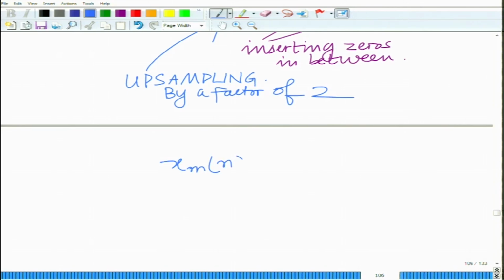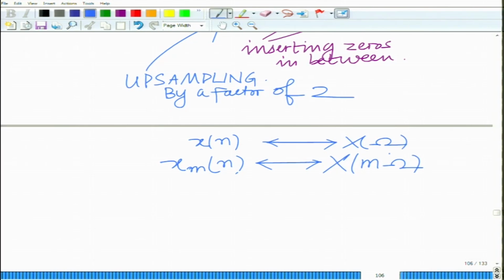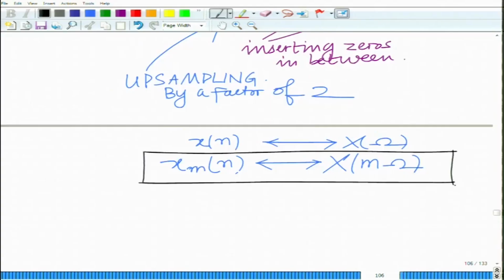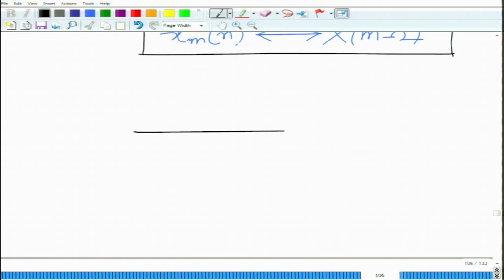that is x of n, the resulting Fourier transform is x 2 of omega. That is, if x of n has the Fourier transform x of omega, then x 2 of n has the Fourier transform x of 2 omega. In the frequency domain it shrinks by a factor of 2, so what was at 2 pi comes to pi. Okay. So, that can be seen as follows. x of omega is periodic.